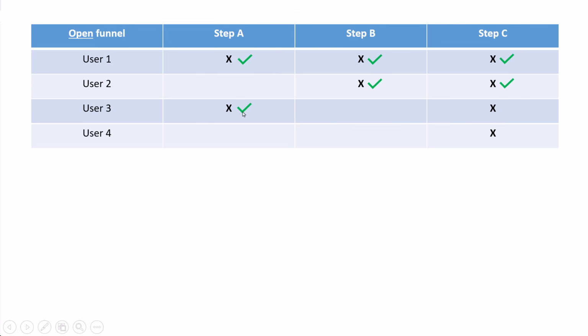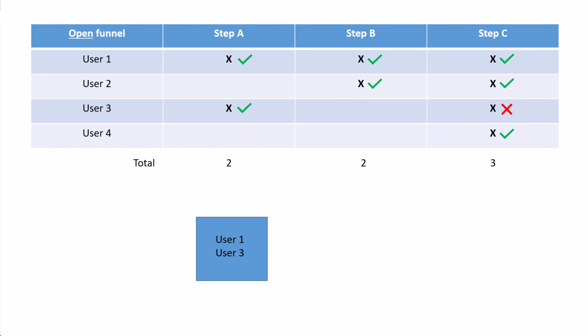Then the first step of user number 3 will be counted because that's where the visitor entered the funnel, but then that visitor skipped the second step. That is why step number 3 will not be counted. And then user number 4 will be included because that's where the visitor entered the funnel. So in total, we have 2 users at the first step, 2 users at the second step, and 3 users at the third step. And visually, it will look like this.